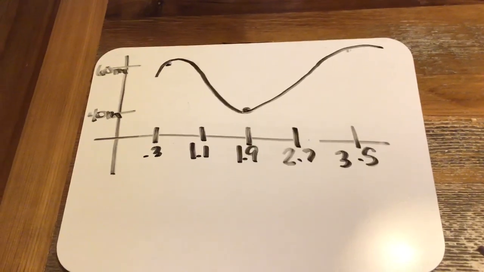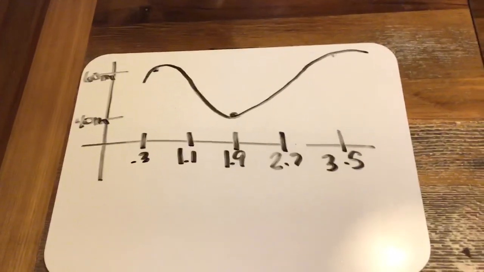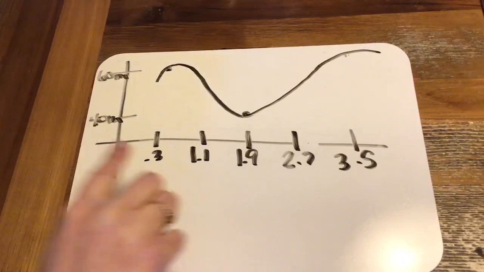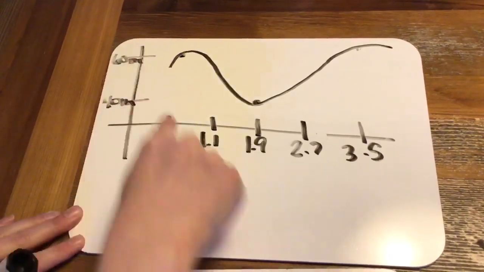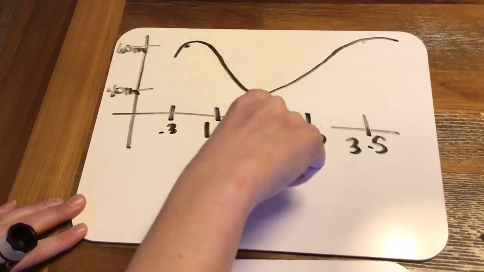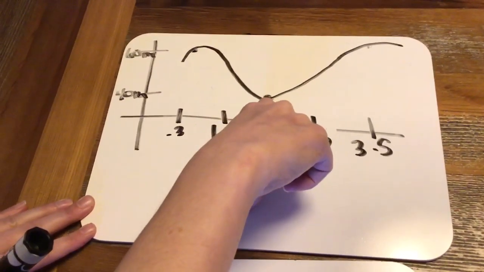Okay, so here's the spring problem. So again, I've drawn my picture. They say that at 0.3 seconds, we have our first high point at 60 meters. And then at 1.9 seconds, we have our first low point at 40 meters.